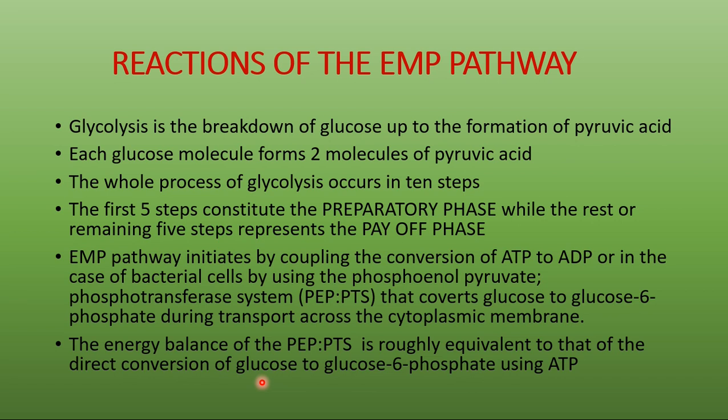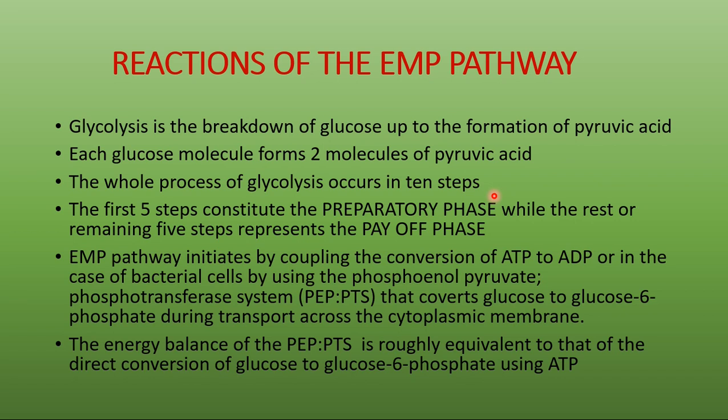So what are the reactions occurring? Glycolysis, as I told you, is a breakdown of the glucose up to the formation of pyruvic acid. Until the glucose is converted into pyruvic acid, this is going to continuously break down. And each glucose molecule is going to form two molecules of pyruvic acid. Remember this one. One glucose molecule gives rise to how many pyruvic acid molecules? Two. And the whole process of the glycolysis is going to occur in 10 steps.